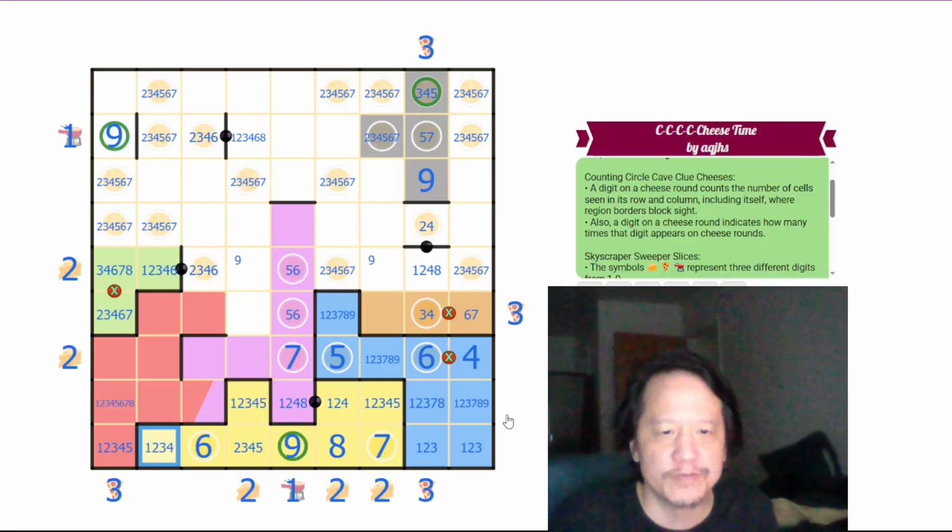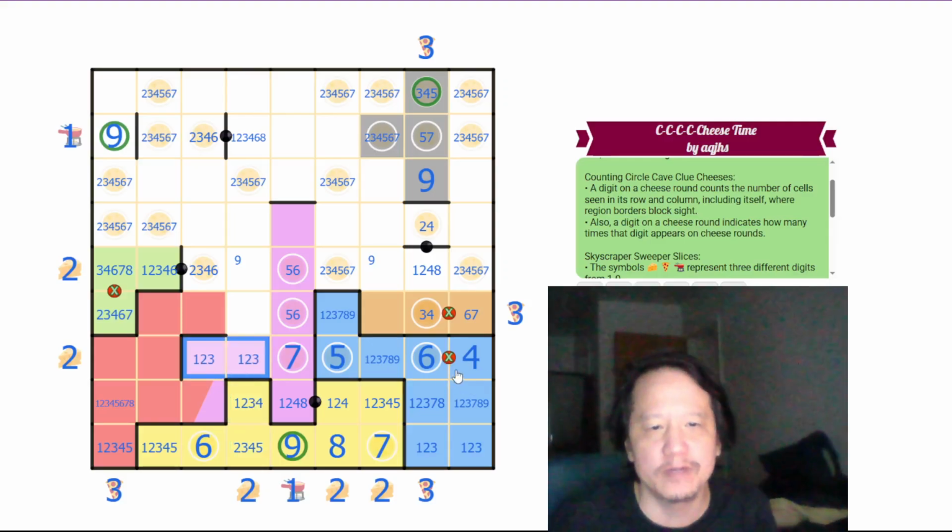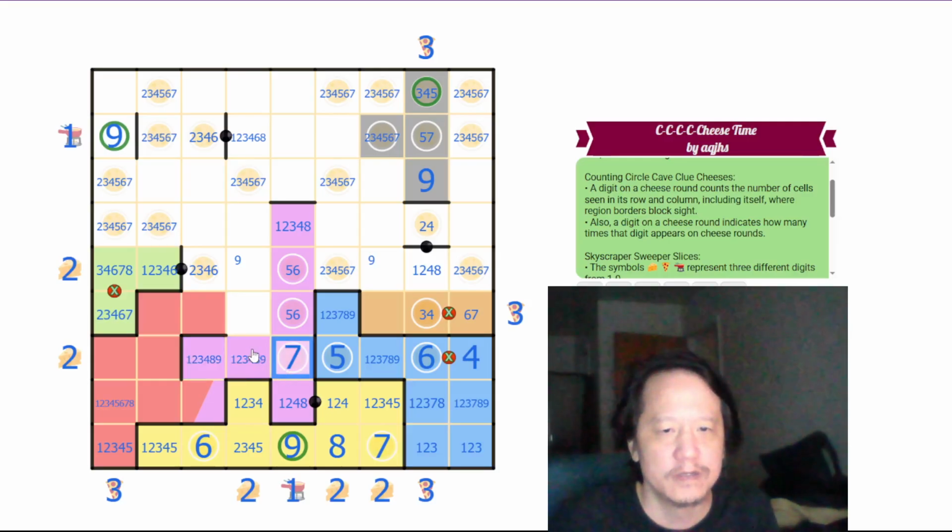We have to have 1 through 5 here. This digit must be smaller than that, so it has to be 1 through 4. Remaining digits of the pink regions are 1, 2, 3, 4, and 8. And 9. So this could be 9. 1, 2, 3, 4, 8, 9. No 4 here because of 4 in the row. Remaining digits of column 5 are 1, 2, 3, 4, and 8.